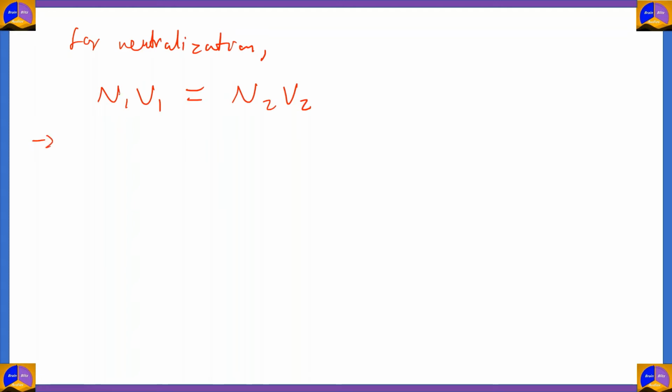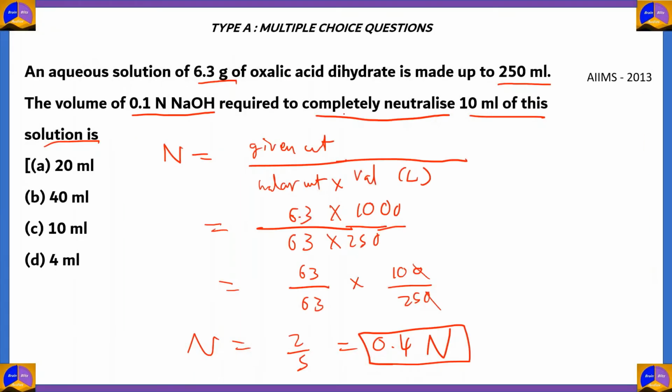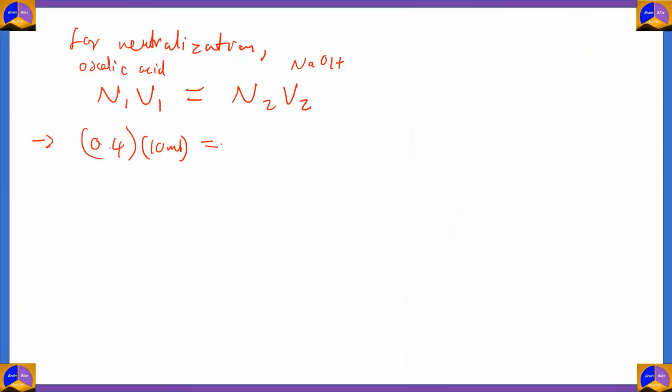So N1 is for oxalic acid, and N2 is for NaOH, the right side. So in the left side, we have 0.4, that's the normality, times 10 ml. That's given here to completely neutralize 10 ml of oxalic acid. So that will be equal to N2, the normality of NaOH, that's 0.1, times V2, which we need to find out. So let's consider it as V. So 0.1 V is equal to 0.4 times 10, which is 4.